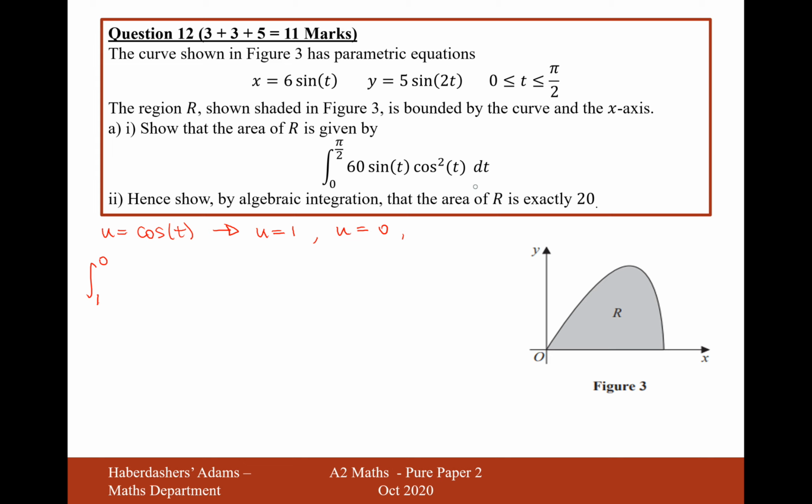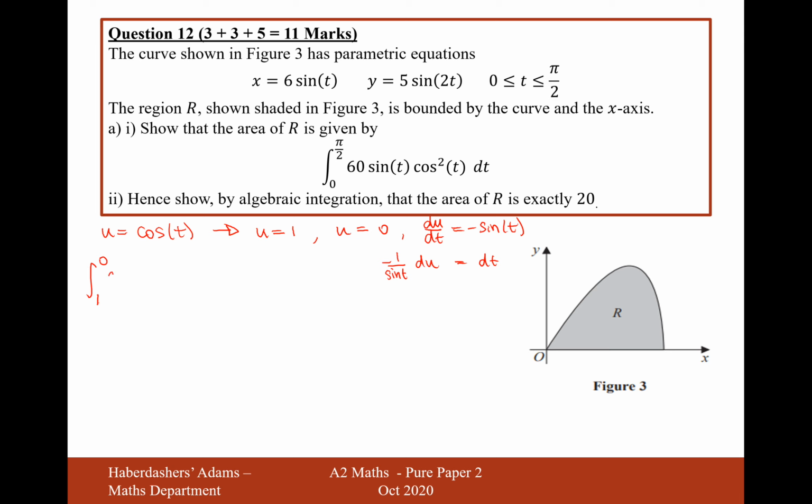Now we need something to replace the dt with, so du by dt is going to equal minus sine t. And let's rearrange this a little bit. dt is going to equal minus 1 over sine t du. Okay, so I've just rearranged that a little bit, times the dt on the other side, divide by the minus sine t onto the left.